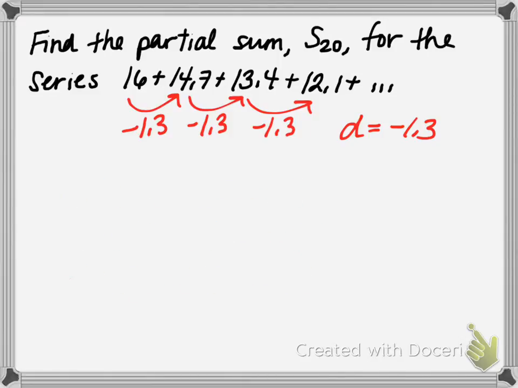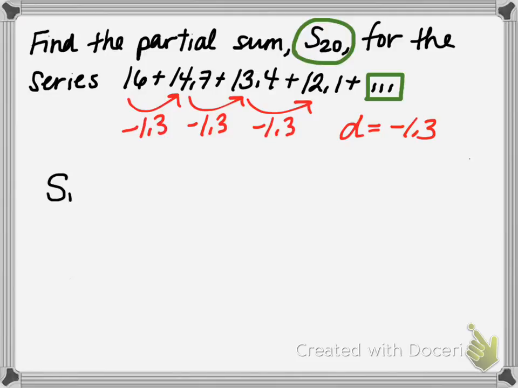Now we want to find the sum. This is called a partial sum because we're not adding up all the terms of the sequence, since it appears that this sequence goes on forever, but rather we want to just add the first 20 terms together. So we're looking for S sub 20.